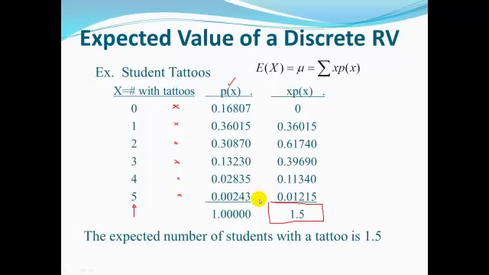What this 1.5 represents is that if I kept track, and I haven't, but if I kept track of every semester that I've done this, every class, every time I've taken a sample, I'm either going to get the value 0, 1, 2, 3, 4, 5. If I averaged all those numbers together over the course of time, that average is 1.5.